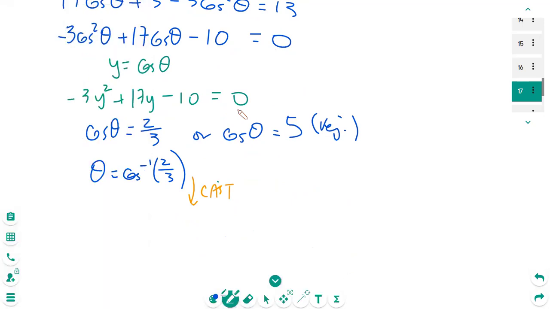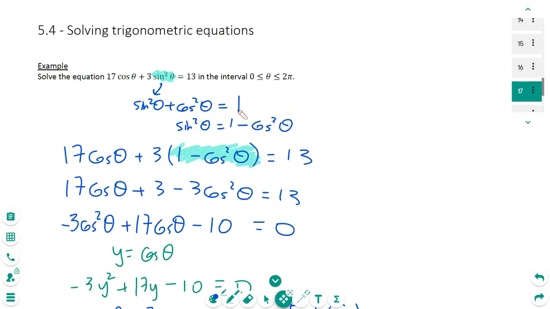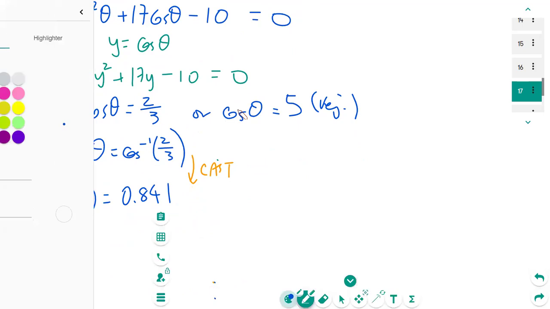So I put it in a calculator. Make sure the calculator is in radians mode, because the question tells you we need to put it in radians. Judging by the domain, we have to use radians. So inverse cos of 2/3 on the calculator is 0.841 to 3 decimal places. So theta equals 0.841. Now, where's 0.841 in the cos diagram?